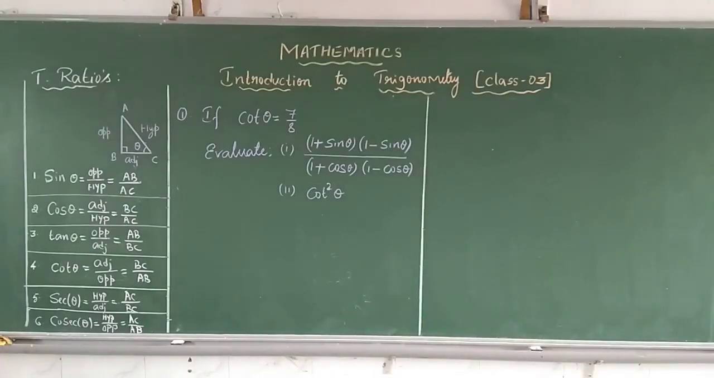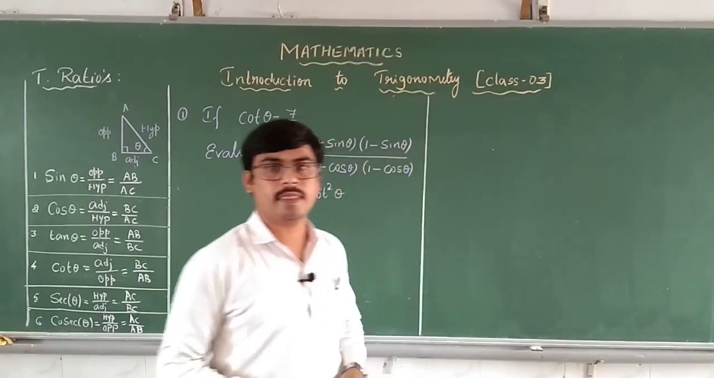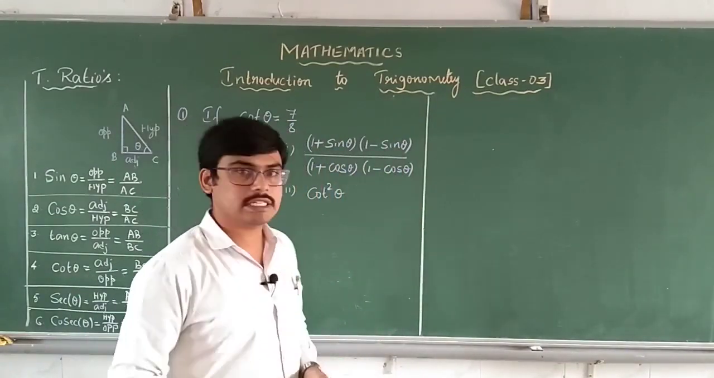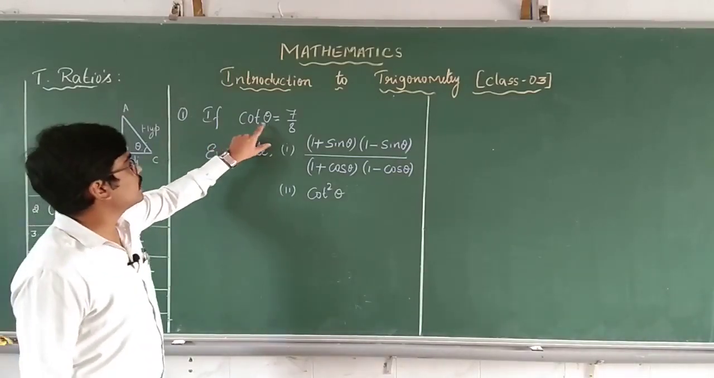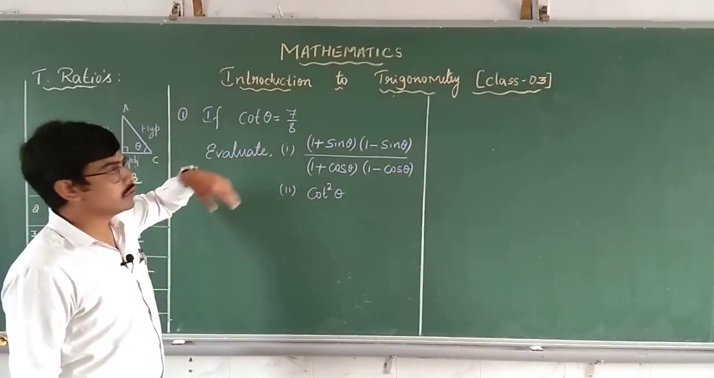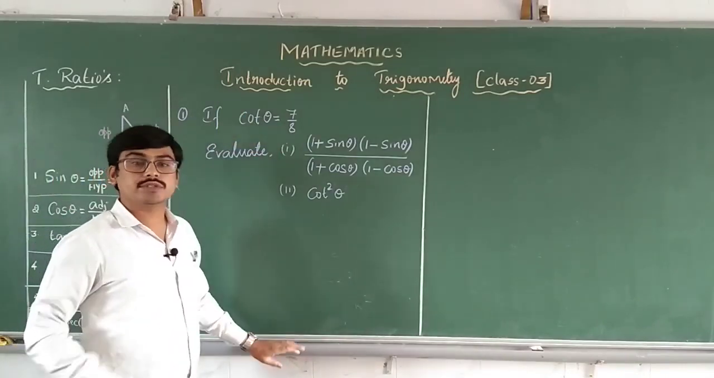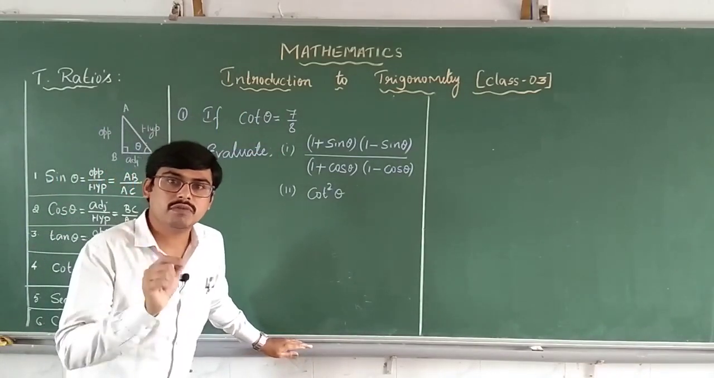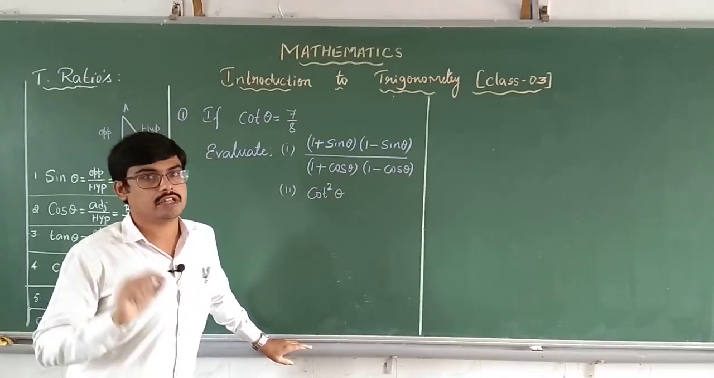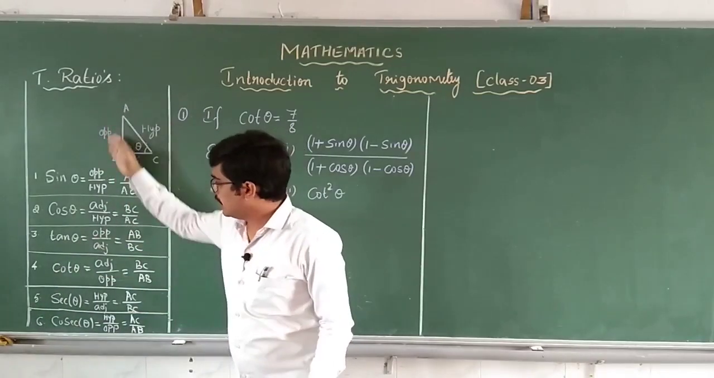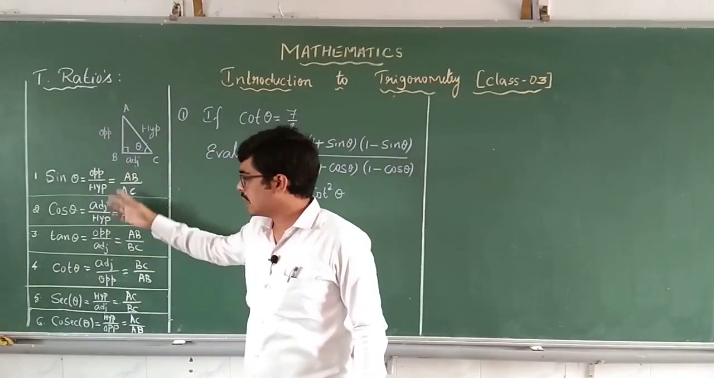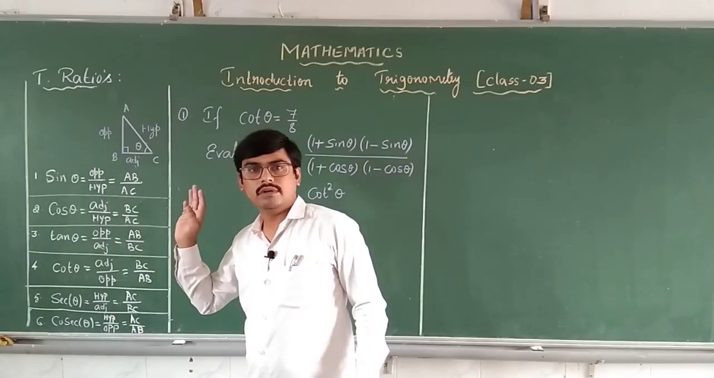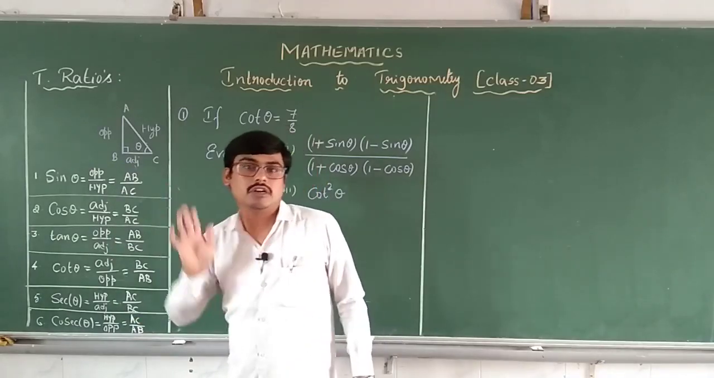Today we will take some more problems from the first exercise. My first problem of today's class is like this. They are given a trigonometric ratio cot theta is equal to 7/8. In my last class we observed, if we know any one of the ratios, out of the total 6 trigonometric ratios, either sin or cos or tan or any ratio, we can find all other trigonometric ratios.